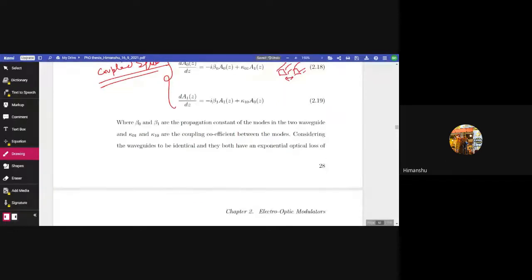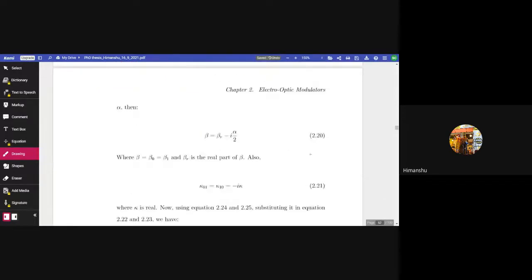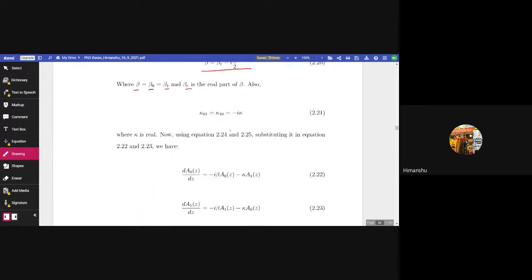Considering the waveguides to be identical and they both have exponential optical loss of alpha, then beta is given by beta equals beta r minus i alpha by 2, where beta equals beta 0 equals beta 1, and beta r is the real part of beta. Also, k01 equals k10 equals minus i k, where k is real.